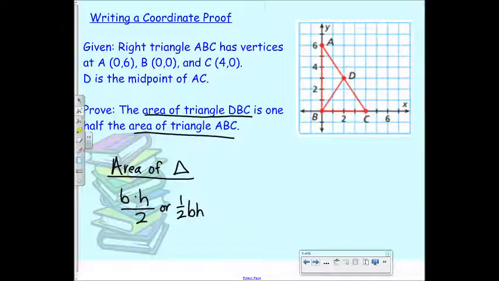Nope, you don't have to do a 2-column proof. You're just proving it to me using mathematics. So looking at triangle ABC, Gabe, looking at triangle ABC, what's the base of ABC?